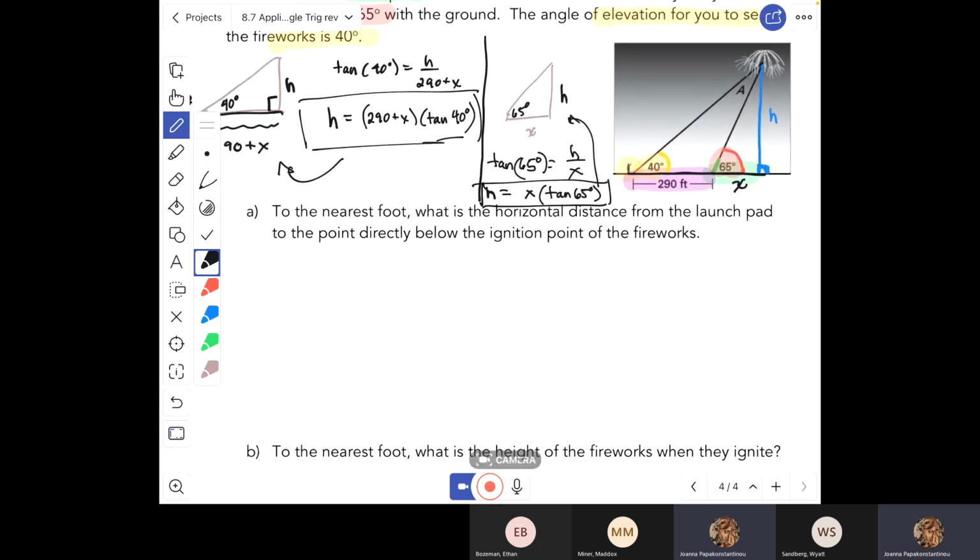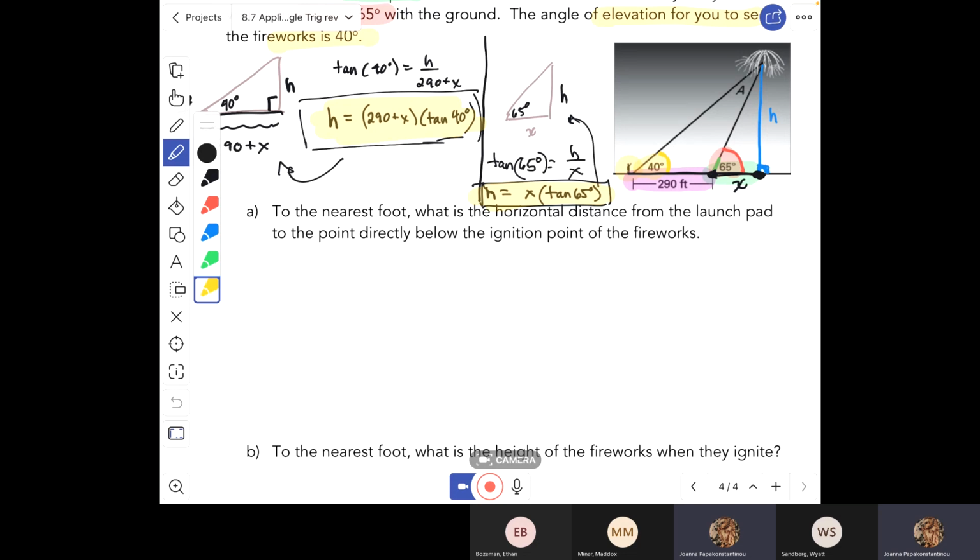Now, to the nearest foot, what is the horizontal distance from the launch pad to the point directly below the ignition point of the fireworks? So I'm solving for X in that triangle, right? But you know what? I have two heights, right? If I look at each of these, and this may be a leap for some of you, but if I look at this and I look at this, those heights are equal, right? They're the same H. They're just belonging to two different triangles.